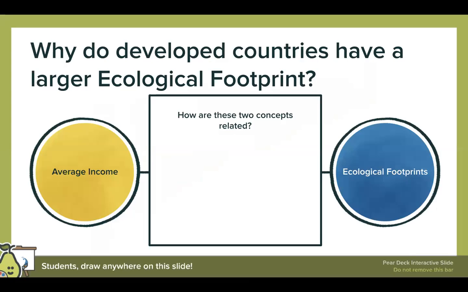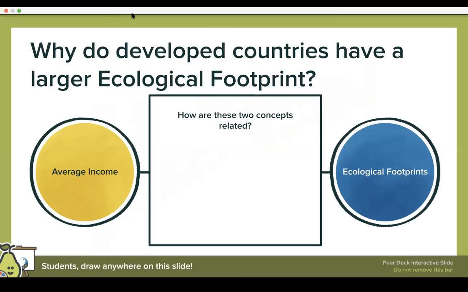So I want you to take about a minute to think about why developed countries are going to have a larger ecological footprint. And I put these 2 points on here for you to focus on. So average income per person and ecological footprints. What do they have in common? You're going to put that here in the text box, and I'll give you about 1 to 2 minutes.